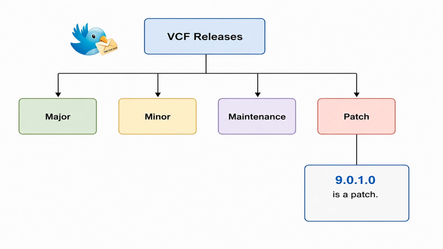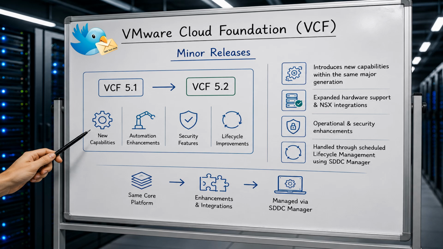For example, moving from VCF 9.0 to 9.1 is considered a minor release. Here, VMware introduced additional automation capabilities, operational improvements, expanded hardware support, new ESXi integration, and enhanced lifecycle management features, but still maintaining the same platform generation. So minor releases are generally handled through scheduled lifecycle management operations using SDDC Manager.